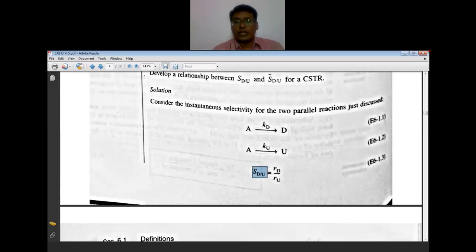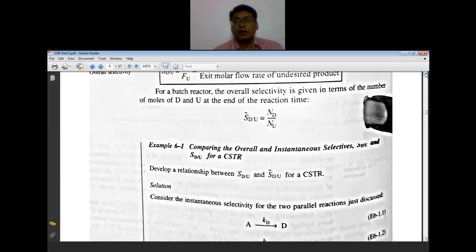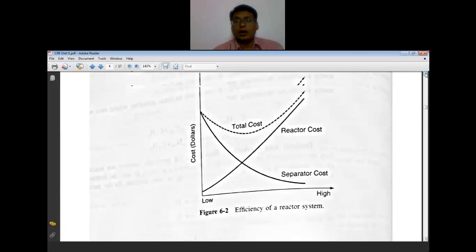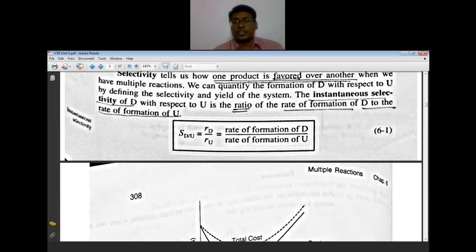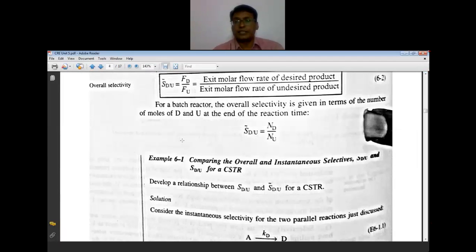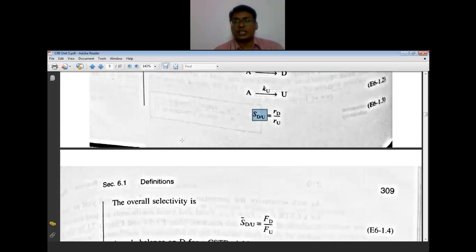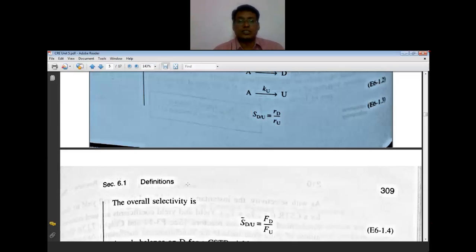SDU is your instantaneous selectivity. It incorporates the rate term, and whenever there is a rate term, it's an instantaneous selectivity. And when there is a molar flow rate, then it's an overall selectivity. This is instantaneous, this is overall selectivity.